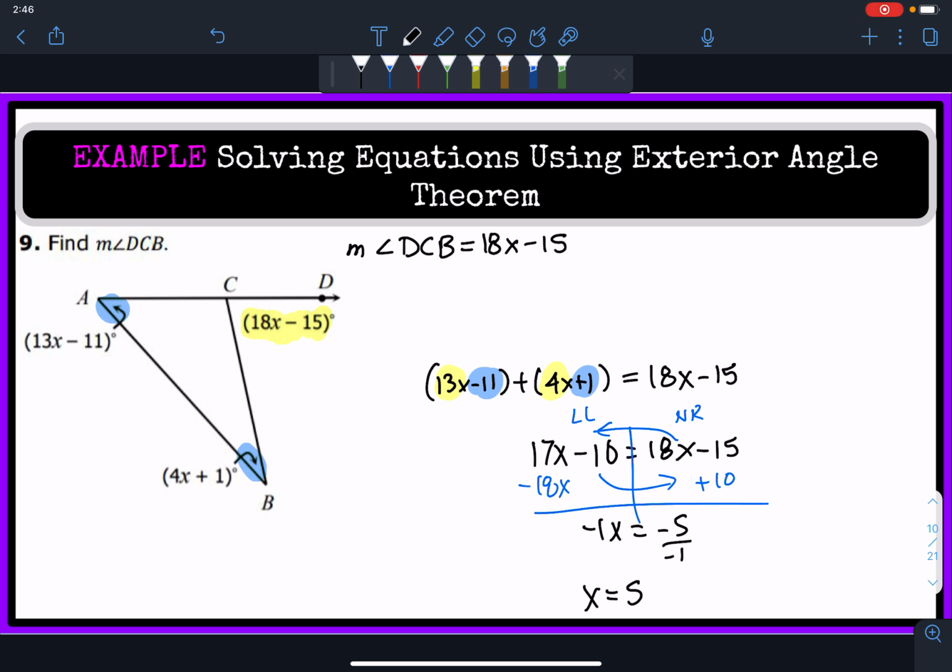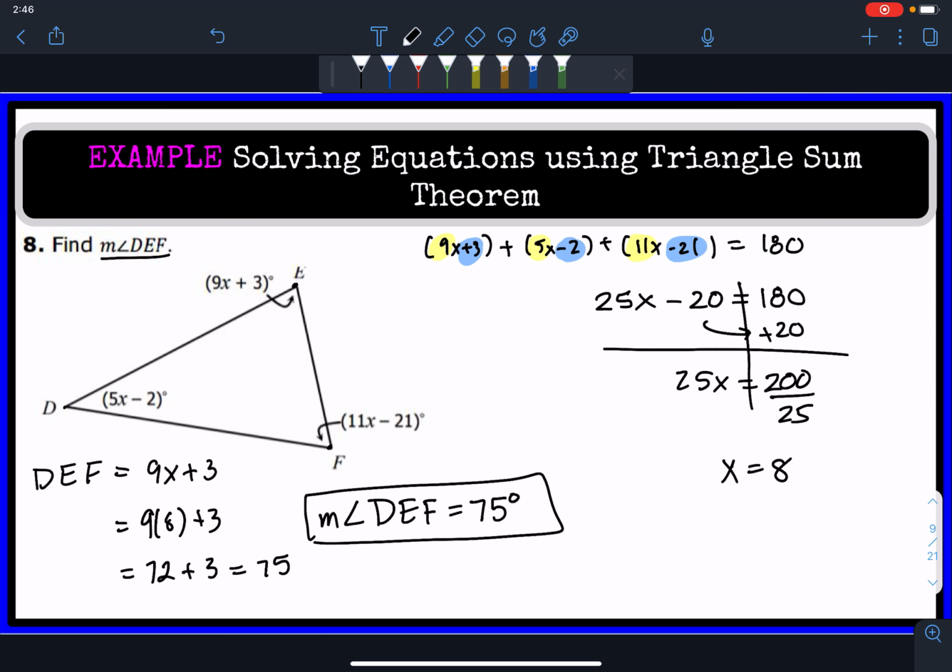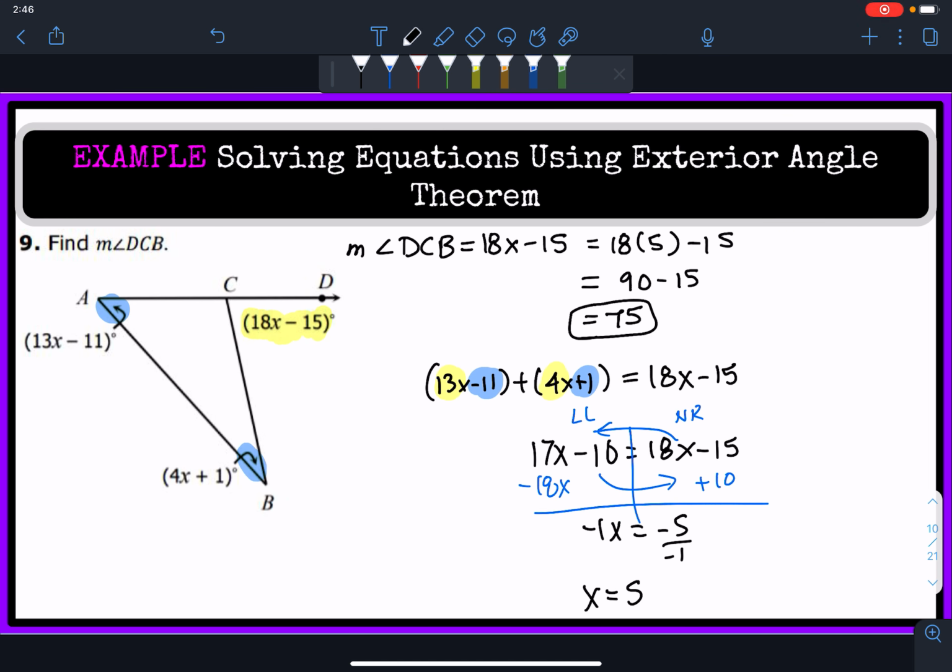And now we can figure out the measurement of angle DCB because we can now substitute in 5 for the value of x. Well, 18 times 5 is equal to 90. 90 minus 15 is equal to 75. So that's the measurement of this angle here. That measurement is equal to 75, which happens to be the exact same angle measurement as the other one. What a coincidence.